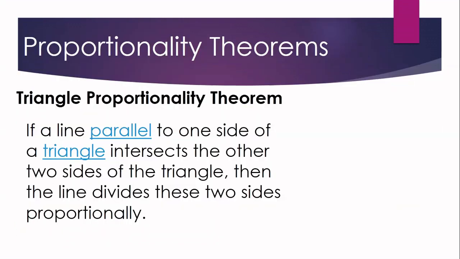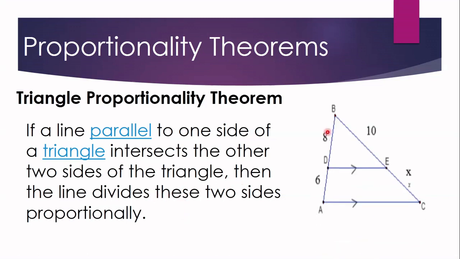So let us start. The first one is the triangle proportionality theorem. It states that if a line parallel to one side of a triangle intersects the other two sides of a triangle, then the line divides these two sides proportionally.